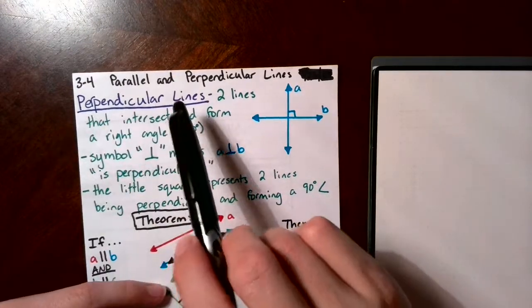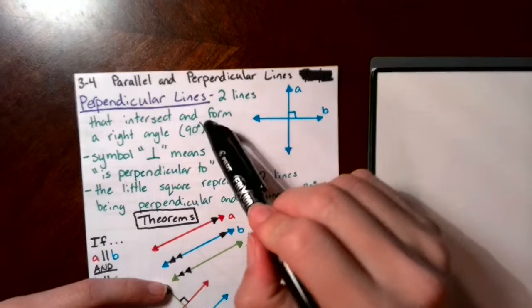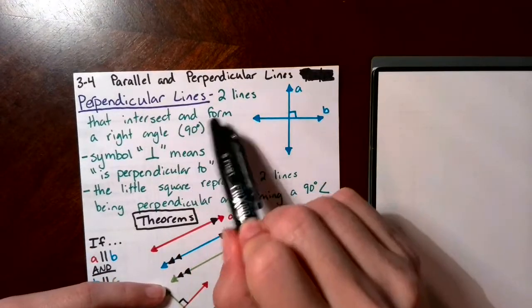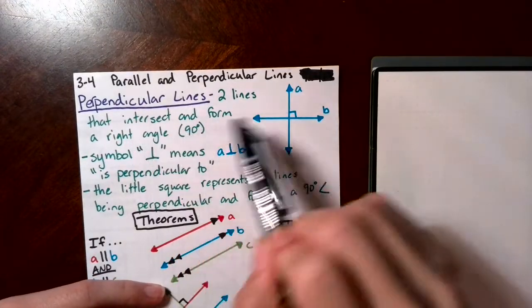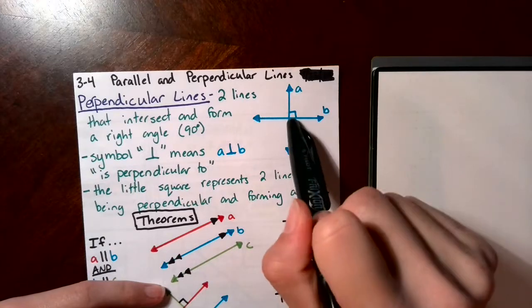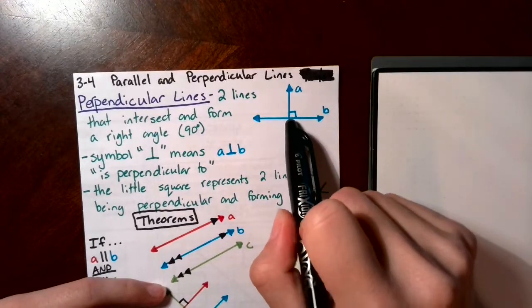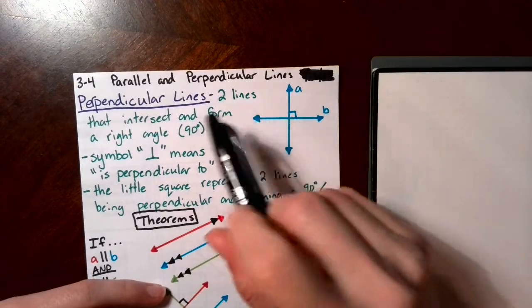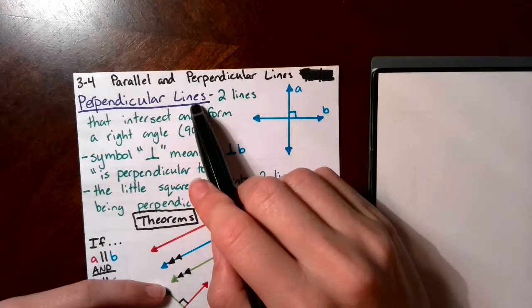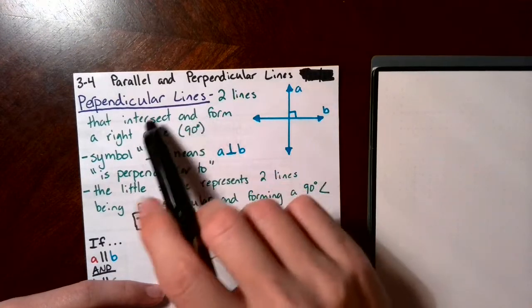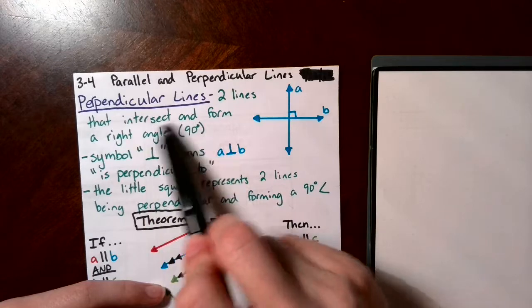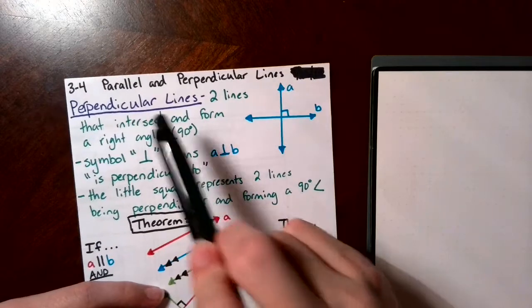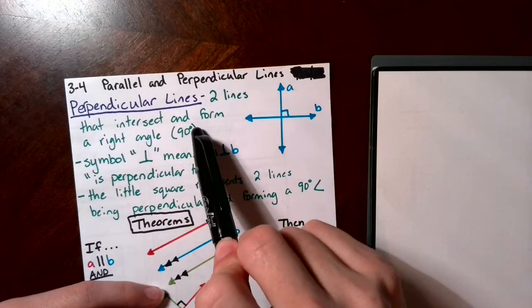For perpendicular lines, we can see our picture here. It's two lines that intersect and form a right angle. We know right angle means 90 degrees, okay? I will be asking this question a lot. What are perpendicular lines? The key things here are that they intersect and form a right angle. Intersect, form a right angle.